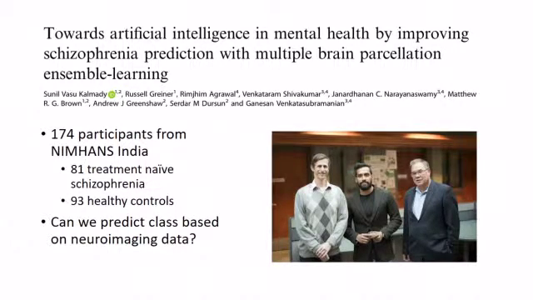So they had 174 patients from NIMHANS in India, with approximately 81 treatment-naive patients and 93 healthy controls. And they wanted to do this fully based off of just the neuroimages. This would provide us with an objective means for diagnosing individuals. Could we just give them a brain scan and then predict whether or not they have schizophrenia?